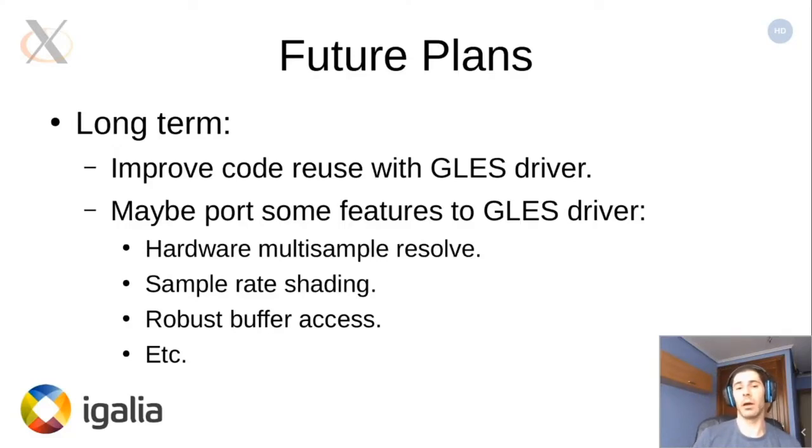ported to Glass. For example, one thing that I remember Eric had told us was that the Glass driver is not using the hardware efficiently for multi-sample resolves. It's using a shader instead, but the Pi4 allows us to do that. So this is something that we did right for Vulkan, and it should be straightforward to port it to Glass. So we should do that. And then there are a few other features like sample rate shading or robust buffer access that we implemented for Vulkan that should be easy to enable or port to the Glass stack. So we should definitely look into doing that as well.